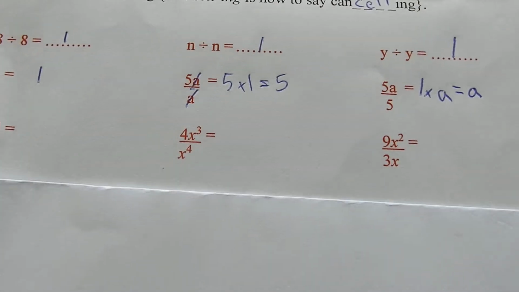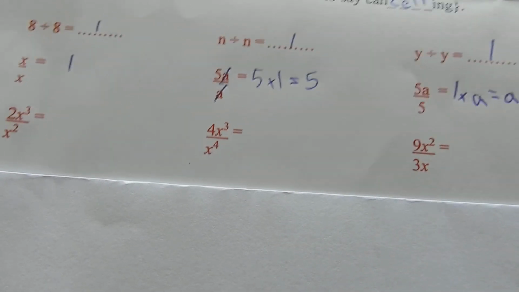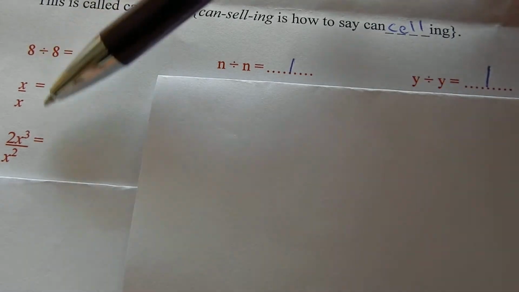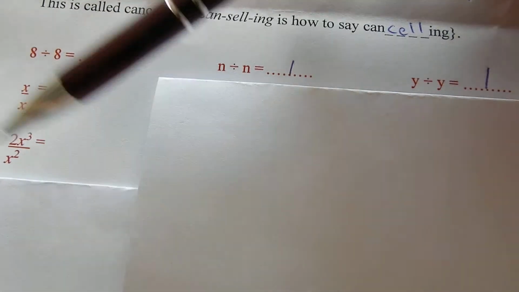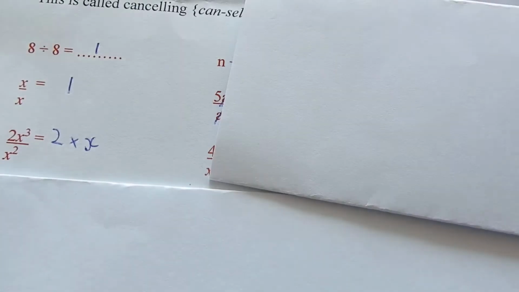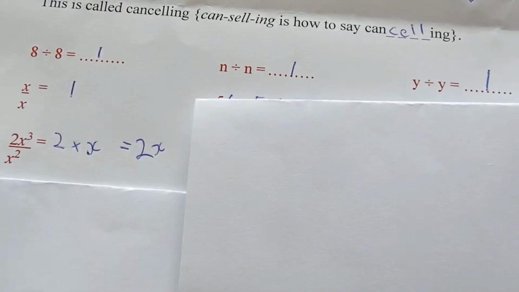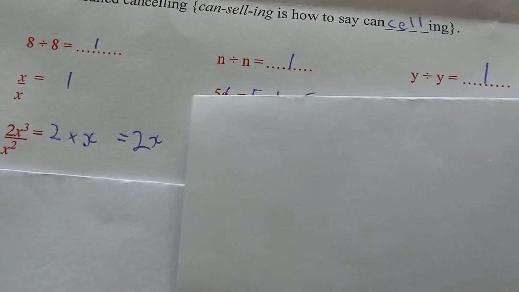Moving down, more complicated ones. 2x cubed divided by x squared. There's 1 more x on the top than there is on the bottom. And there's a 2 on the top as well. 2 times x. Cool. But we don't leave it as 2 times x. We just write down 2x. Good. Try and keep it neat.